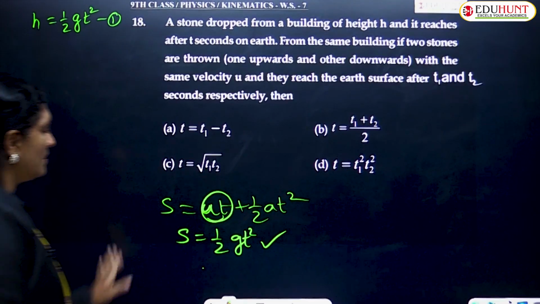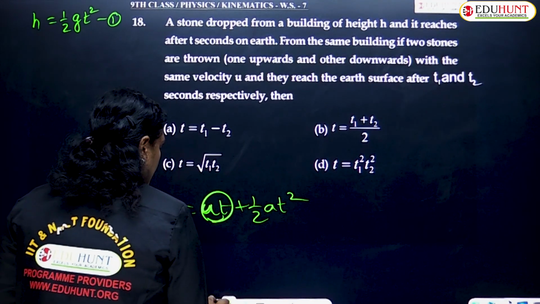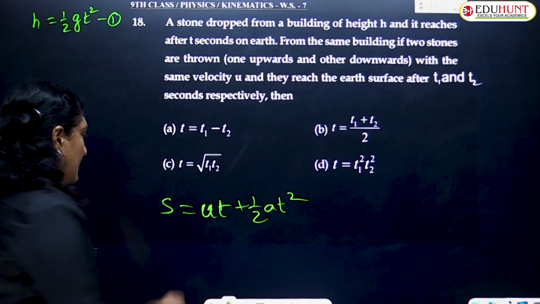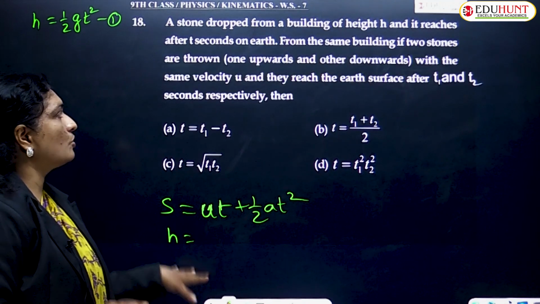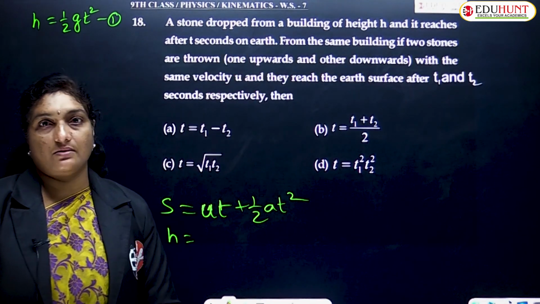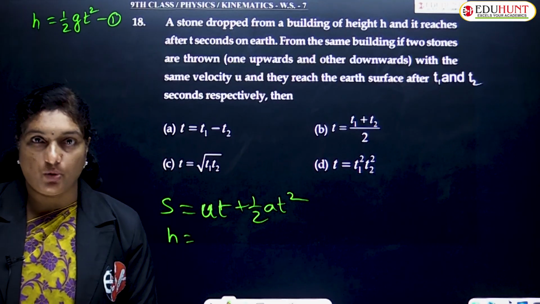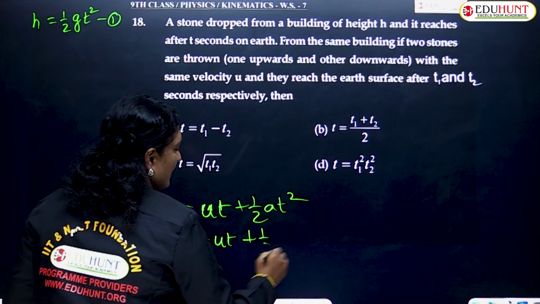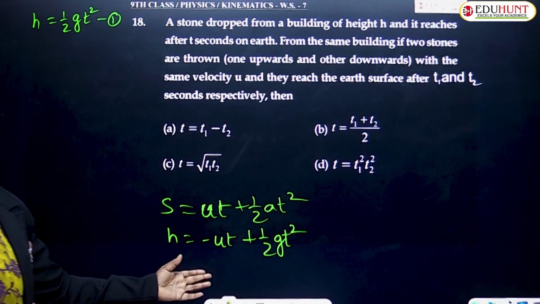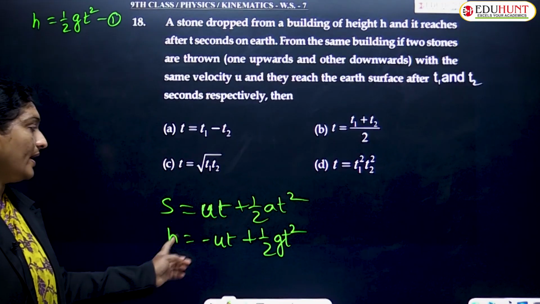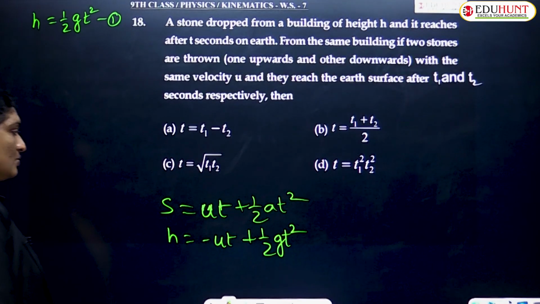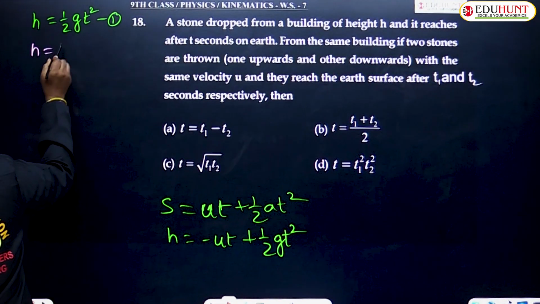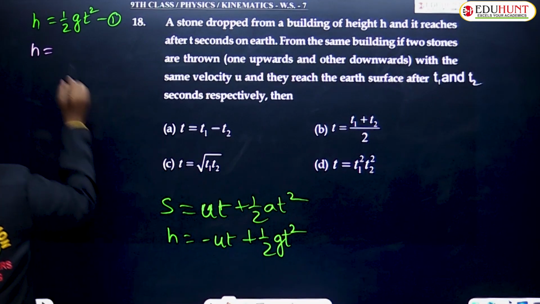Now moving to the second case. What was the second case? From the same building means the same height, so s is again the same. Two stones are thrown, among which one stone was thrown upwards. The formula for an upward thrown body was h equals minus ut plus half g t square. I hope you remember this formula. For an upward projection, h equals minus ut plus half g t square. So this will be your second case. Let me write the second case as h equals minus ut. H equals, what is that, children?